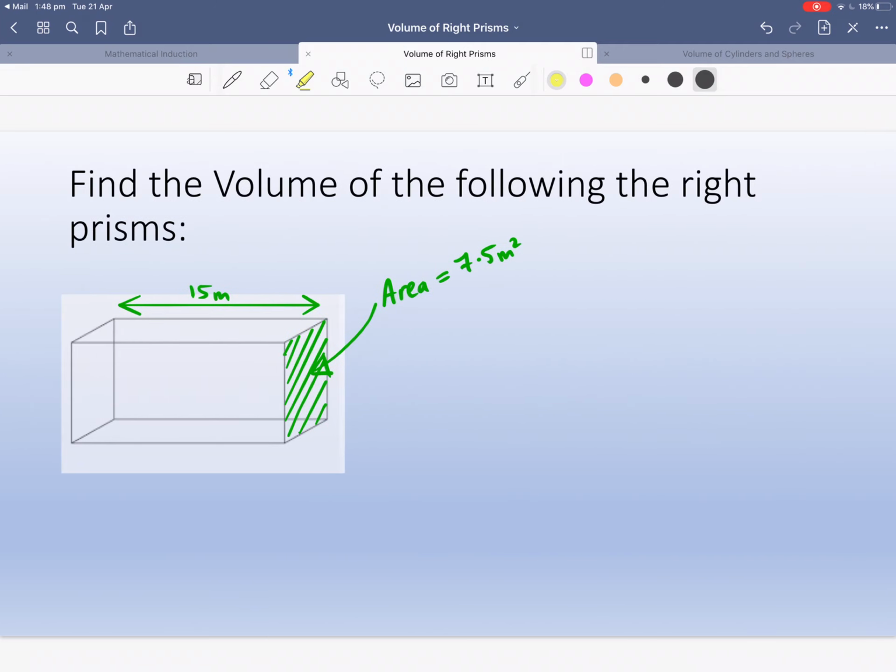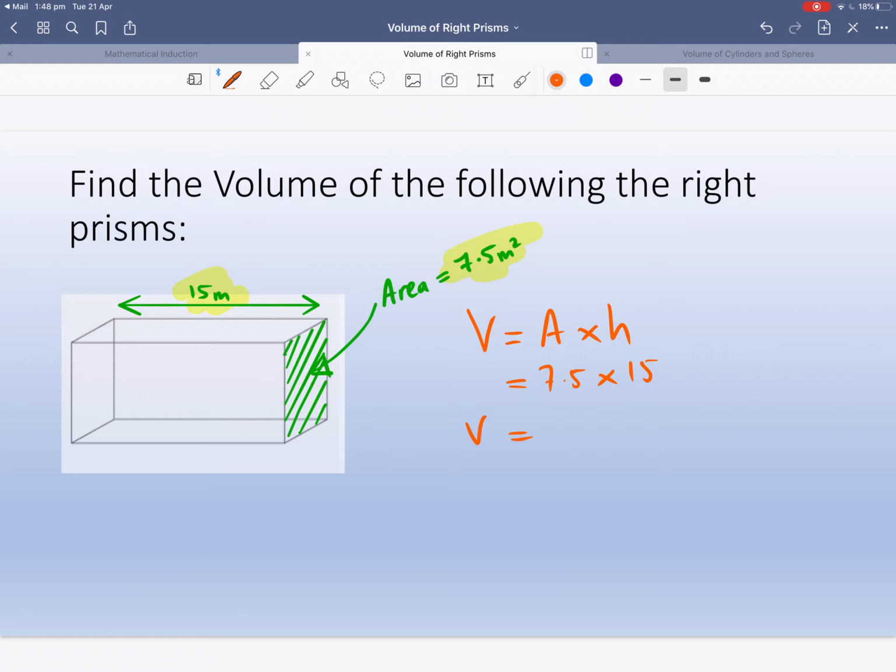Okay. So we want to find the volume of the right prisms. In this one, it's actually pretty straightforward. We've got to put our volume down: V equals A times H. What's our area? Well, this question gives it to us, so it's pretty straightforward. It's going to be 7.5. What's our height? You can see it's just there, so we just go 15.